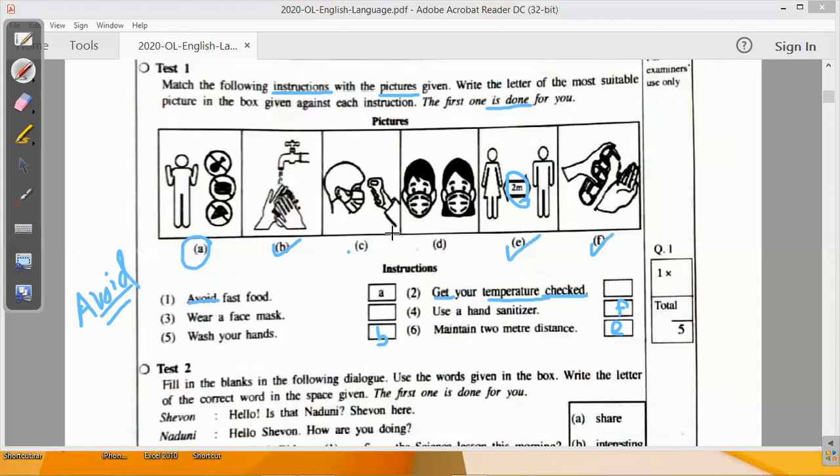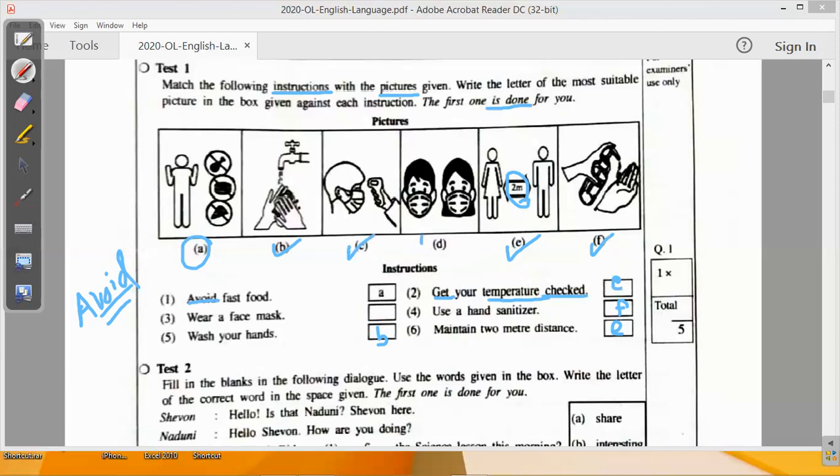Now the battle is between these two, and this is a thermometer, right? Modern thermometer, and of course this has to be the temperature check thing. So it has to be C, right?